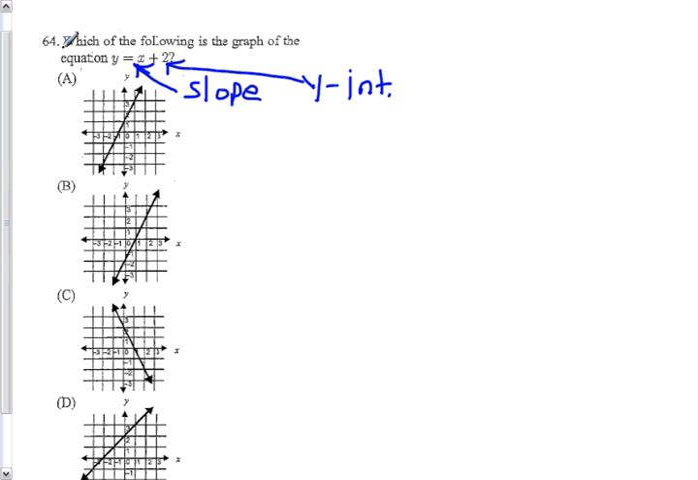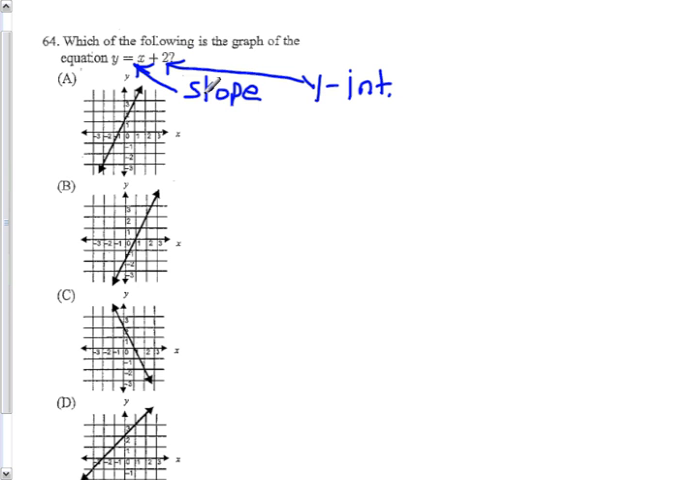All right, for question 64, we have another linear equation question, and we're given four graphs. The question asks, which of the following is the graph of the equation y equals x plus 2? It's already in slope-intercept form, and I've gone ahead and labeled a few things we need to talk about here.